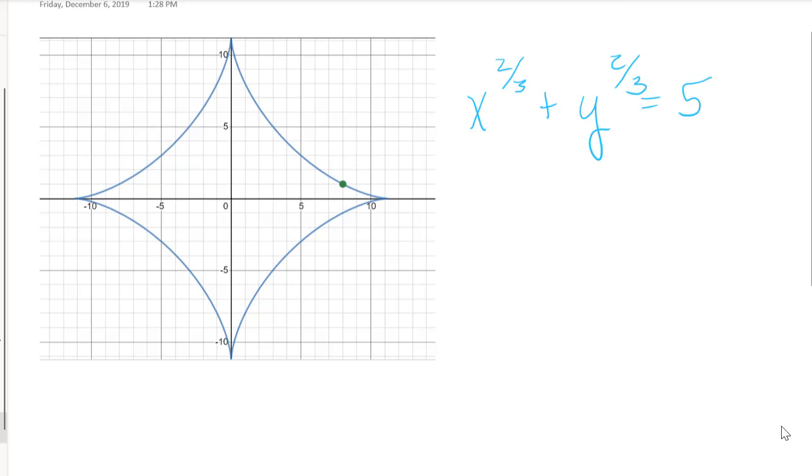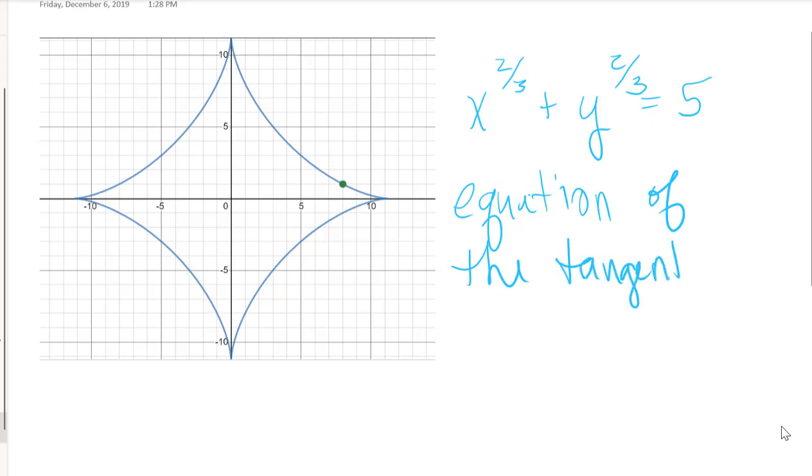And so what we're going to do is look at this, and you see how I have a point here at (8, 1). We're going to try to find the equation of the tangent line at (8, 1) of this asteroid. So we're going to use implicit differentiation because this is not an equation that I can easily solve for y.